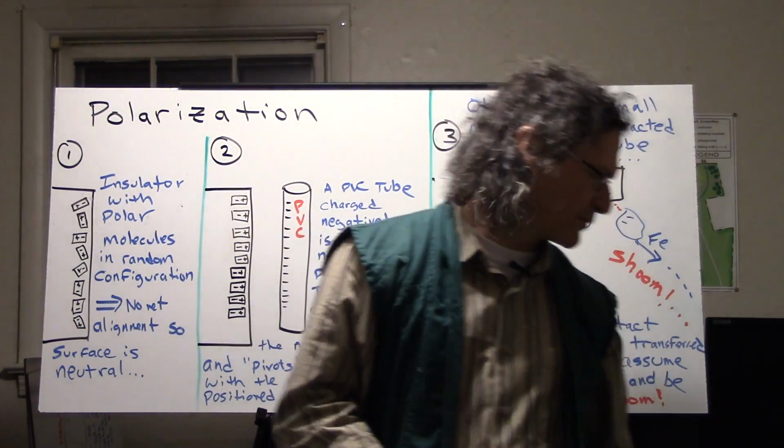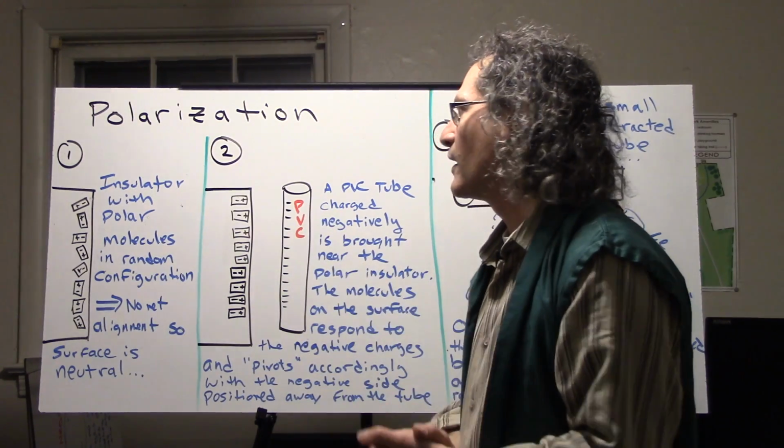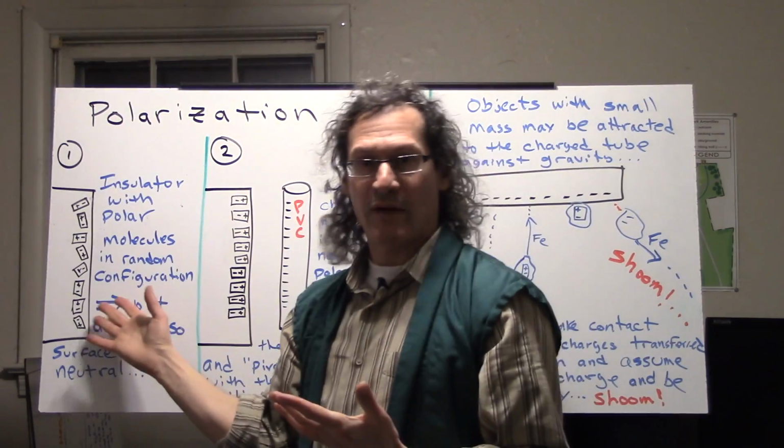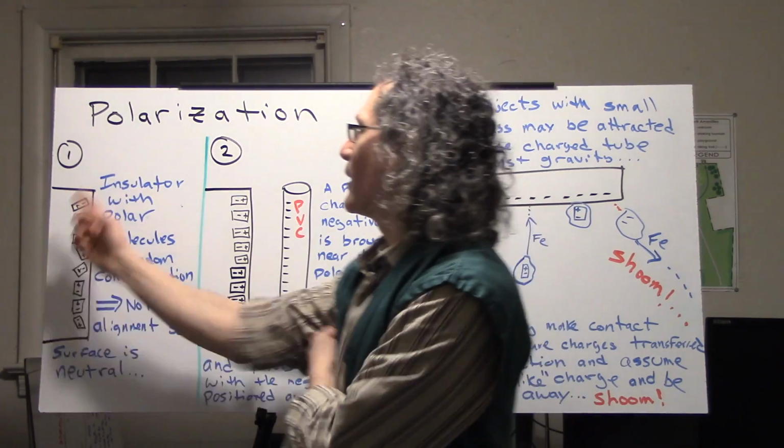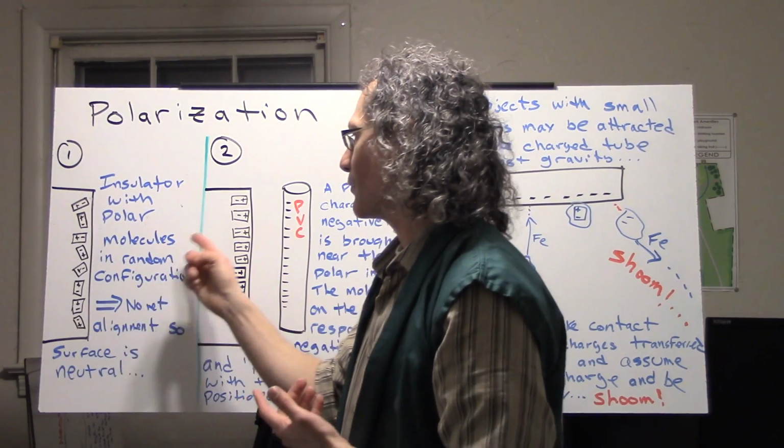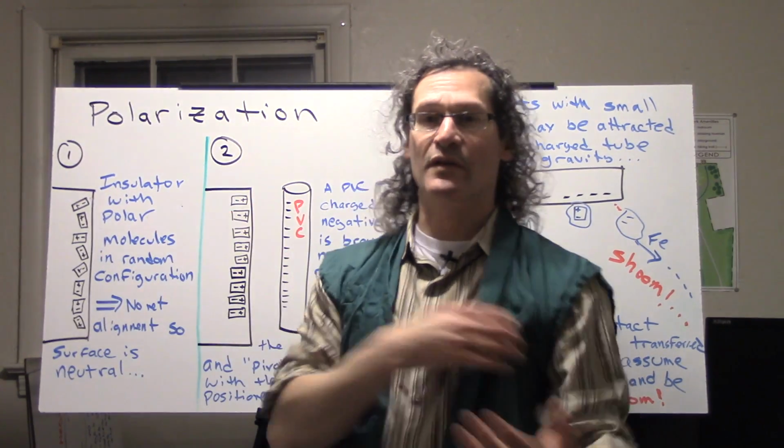Right, because it's... So, polarization. Here, frame one, we have... Did I erase anything? No. Insulator with polar molecules in a random configuration. In other words, this is a net neutral situation.